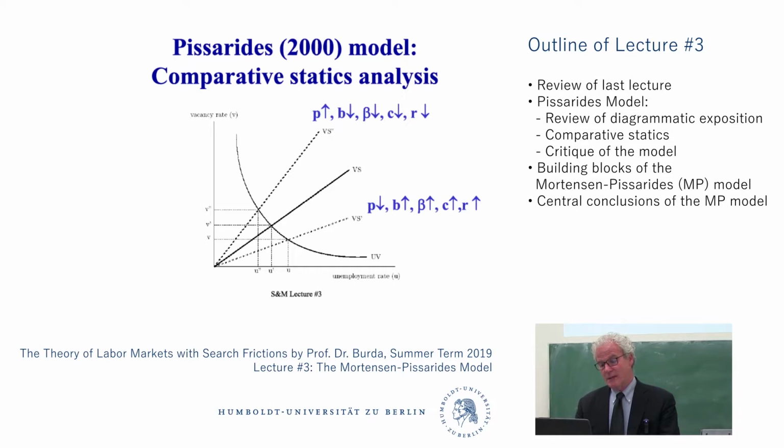That would cause the parameter S to rise, and that would cause both a shift in the UV curve as well as a shift in the VS curve. Okay, and as you can see, there's an ambiguity in the outcome, which is the vacancy rate. It's not possible to say whether the vacancy rate rises or falls without knowing more about the parametric values of the model itself, because it's a qualitatively ambiguous derivative.